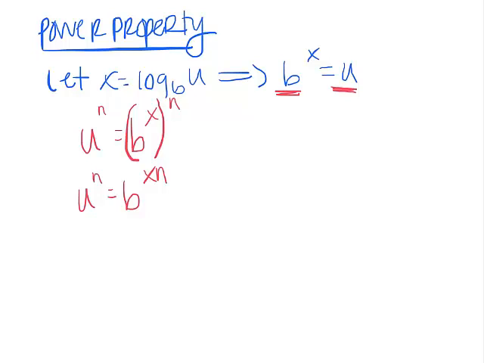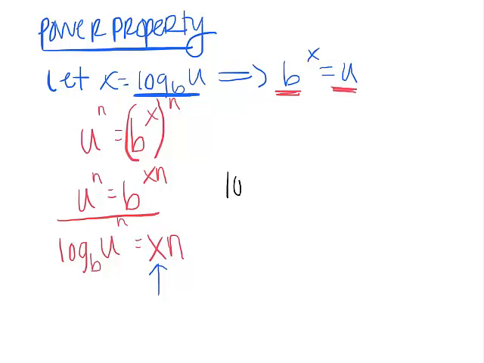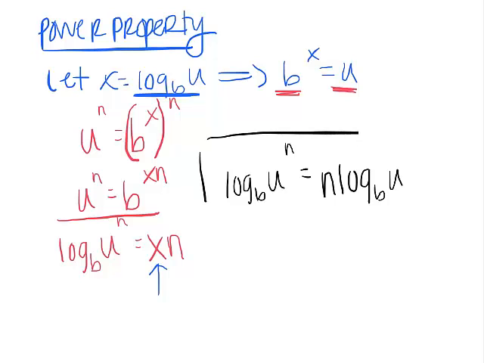Now I'm going to rewrite this in log form, so I'm going to get log base b of u to the n equals xn. Okay, but now x up here is log base b of u, so I'm going to replace this x with log base b of u, and now I have my power property, which says log base b of u to the n equals n log base b of u, which basically means you can take this exponent n and put it in front and create a coefficient. So let's take a look at some examples here.